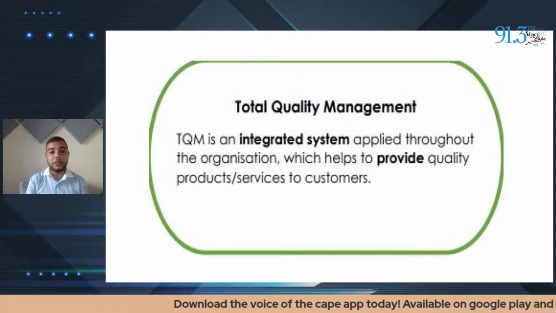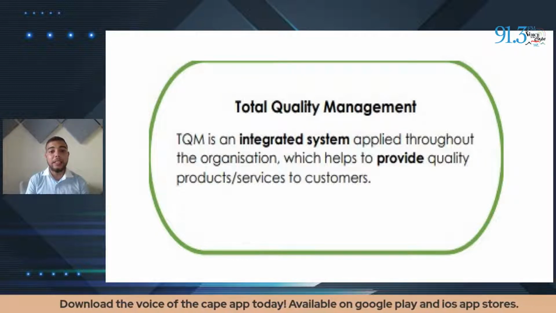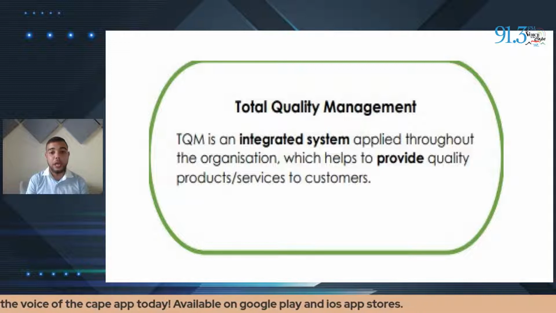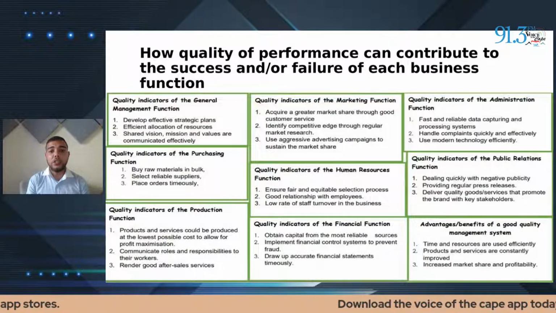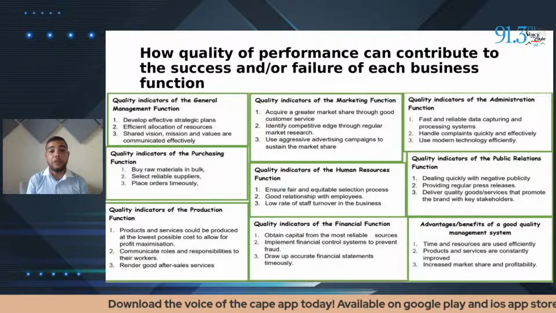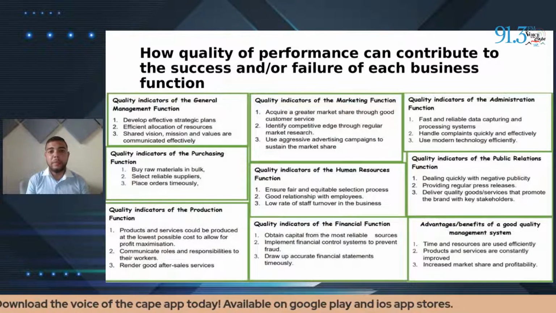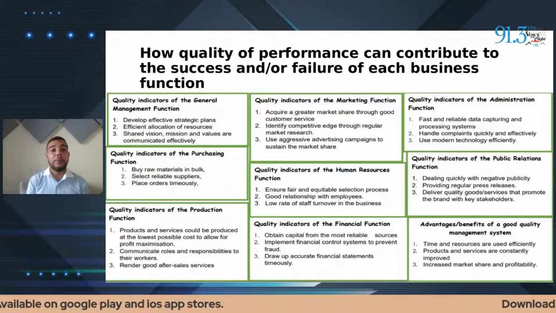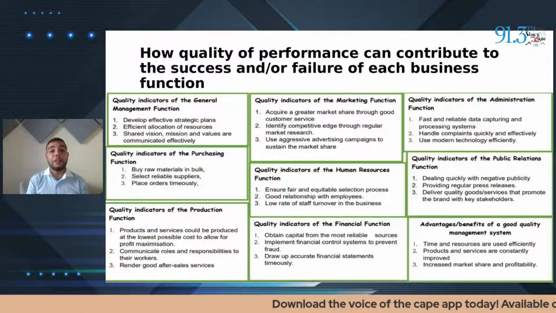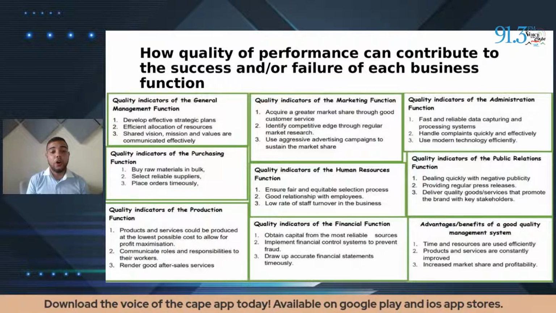Total quality management. So TQM is an integrated system applied throughout the organization which helps to provide quality products or services to customers. So how quality of performance can contribute to the success and or failure of each business function. So remember guys, in grade 8 you went over the 8 business functions. The 8 business functions form part of the micro environment. Reason being, it is inside of the business.